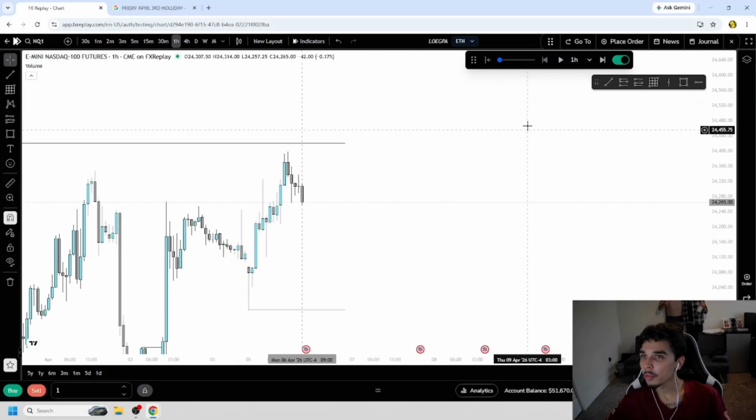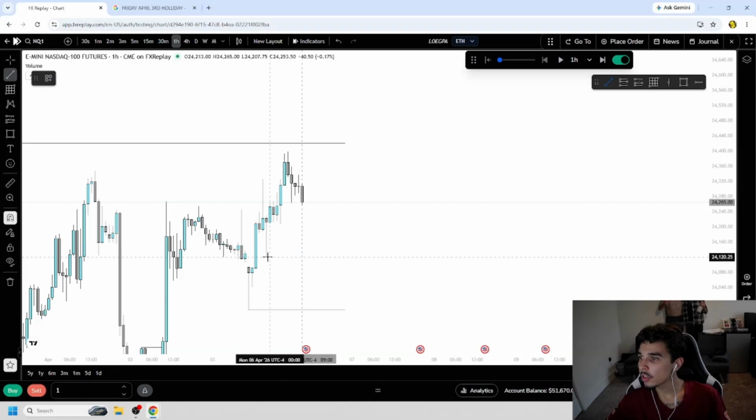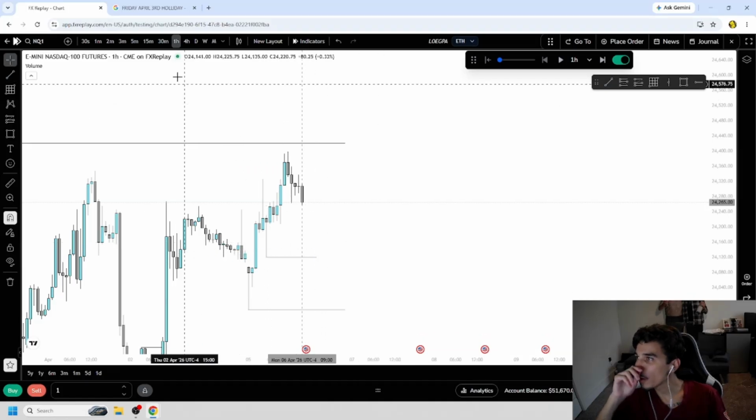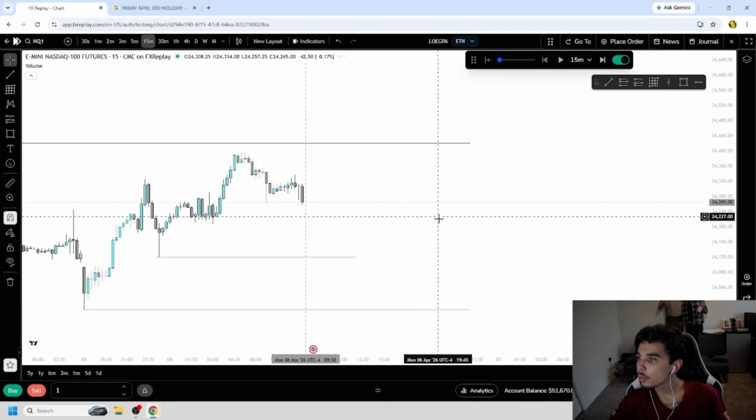I really don't want to see price retrace all the way down here. If anything, I want to see a rejection off of here. Like this is the lowest point I want to see price going before switching bias.